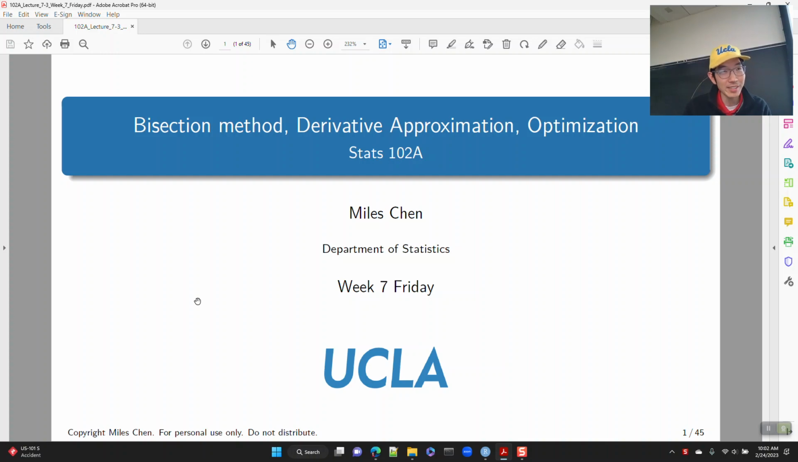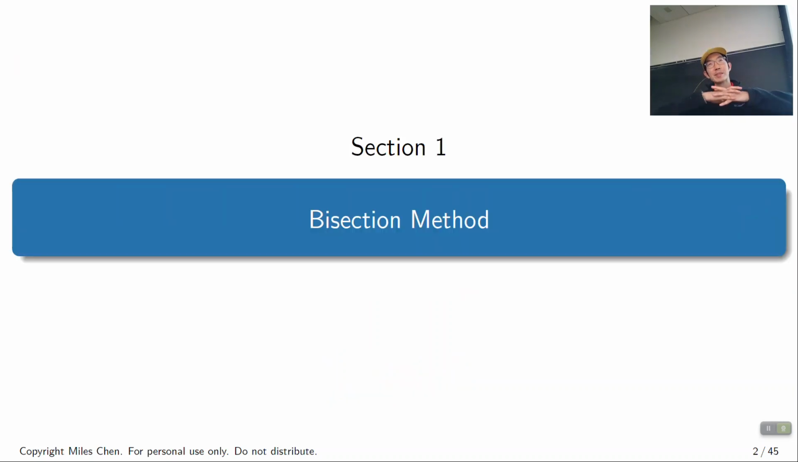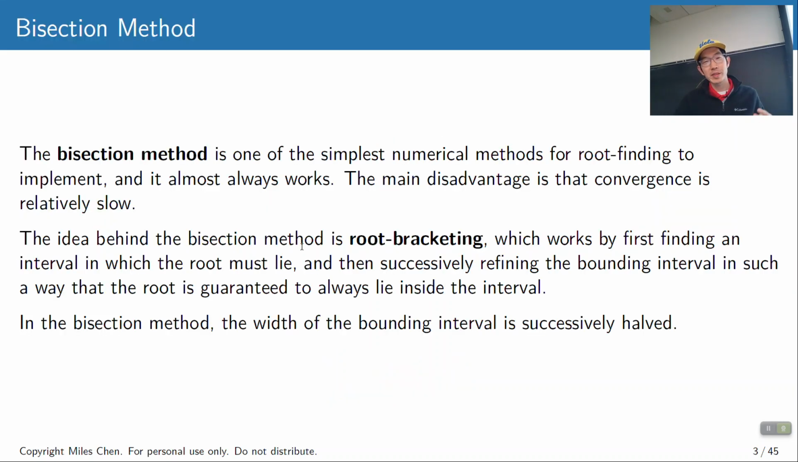Today we'll continue our lecture on numeric methods, and so we left off on Wednesday. On Wednesday, we introduced some root finding methods, and we got through fixed point iteration, Newton-Raphson method, secant method, and today we'll look at bisection method.